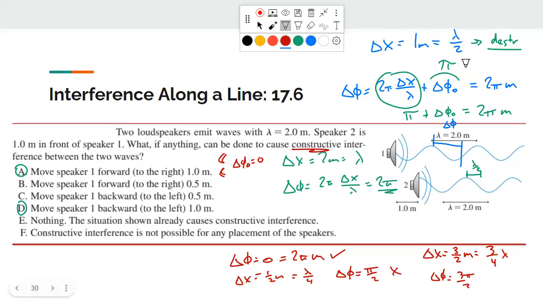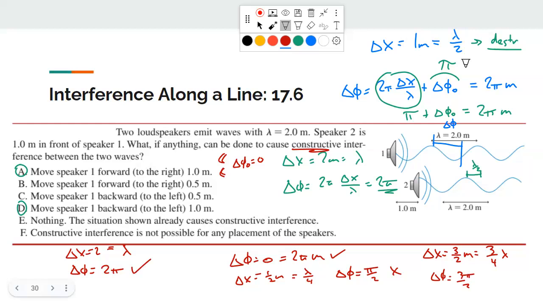Option D, 1 meter backwards. So now our delta x is 2, which in terms of lambda would be just lambda. Our lambda is 2 meters. So our delta phi would be 2 pi delta x over lambda, but the lambda just cancels. So this would be 2 pi. So again, that's good, that's constructive.